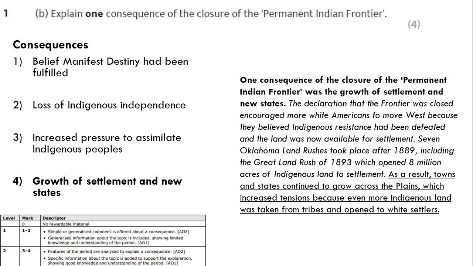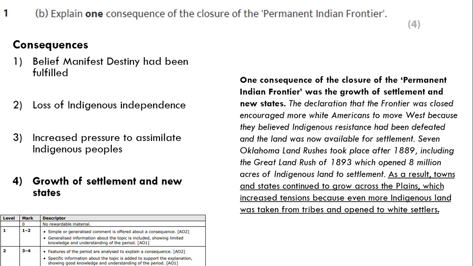So one consequence of the closure of a permanent Indian frontier was the growth of settlement and new states. The declaration that the frontier was closed encouraged more white Americans to move west because they believed indigenous resistance had been defeated and the land was now available for settlement. Seven Oklahoma land rushes took place after 1889, including the Great Land Rush of 1893, which opened 8 million acres of indigenous land to settlement. As a result, towns and states continued to grow across the plains, which increased tensions because even more indigenous land was taken from tribes and opened to white settlers.